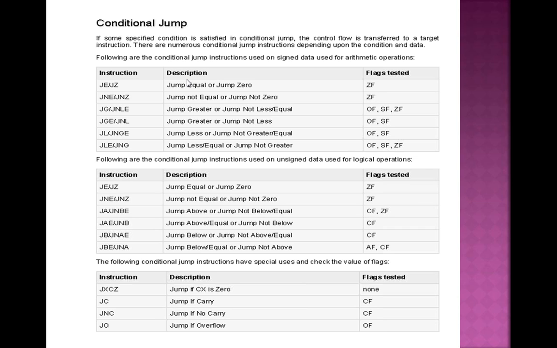First one is your JE/JZ, that is jump equal, jump zero. Flags tested are ZF. Another one is JNE/JNZ, that is jump not equal, jump not zero. Then jump greater, jump not less than or equal to, jump greater, jump not less than. So these are the multiple instructions and their descriptions as well as the flags tested for these instructions.